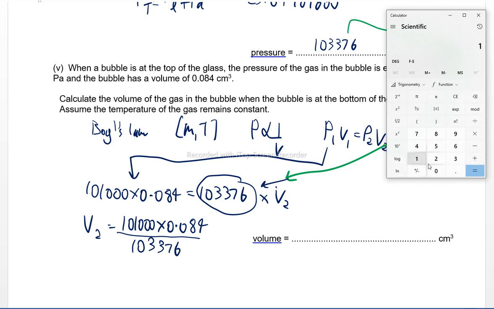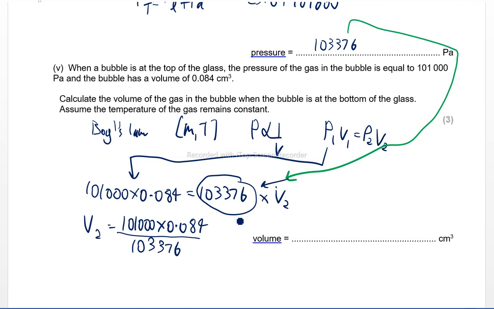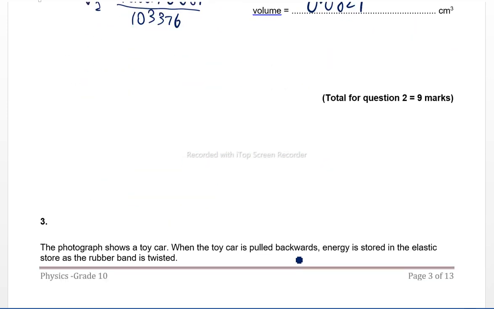So it's 101000 multiplied by 0.084 divided by 103376, and we get the answer 0.0820. So if I write for three significant figures, I get 0.0821. Okay, so 0.0821. Okay, so we'll move to the next question.